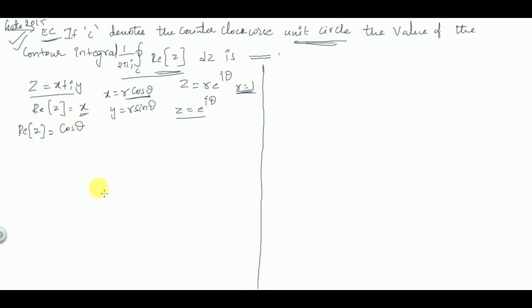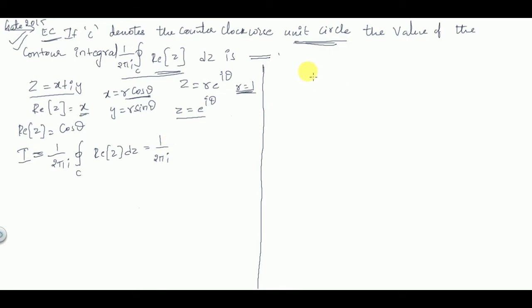Okay, so it becomes cos theta, right? So taking all this into consideration, I am considering this as I, integral as I, right? So 1 by 2 pi i integral over C of the real part of z dz. So 1 by 2 pi i.